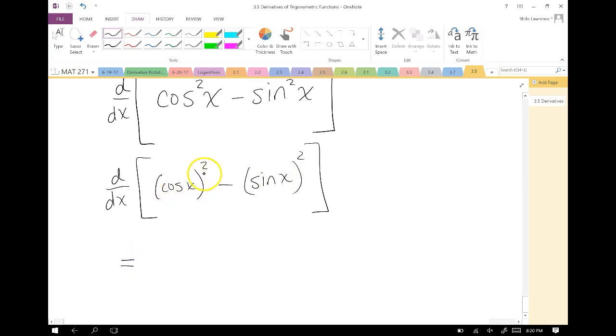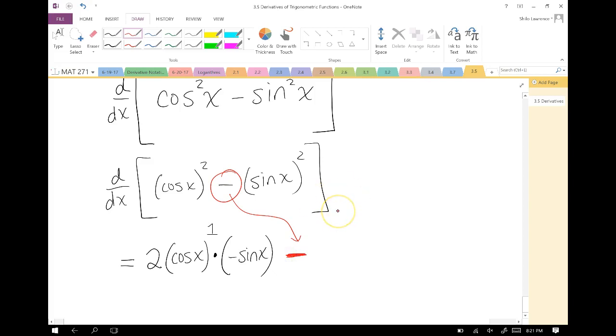So first, for cosine squared, the squared is on the outside. So I'm going to start with just how I do the derivative of the square. So for the derivative of the square, the old power comes out, and keep the inside exactly the same, and subtract 1 for the new power. That just takes care of the derivative of the outside, and then we have to multiply by the derivative of the inside. The derivative for cosine is negative sine. And then I'll bring down my subtraction.